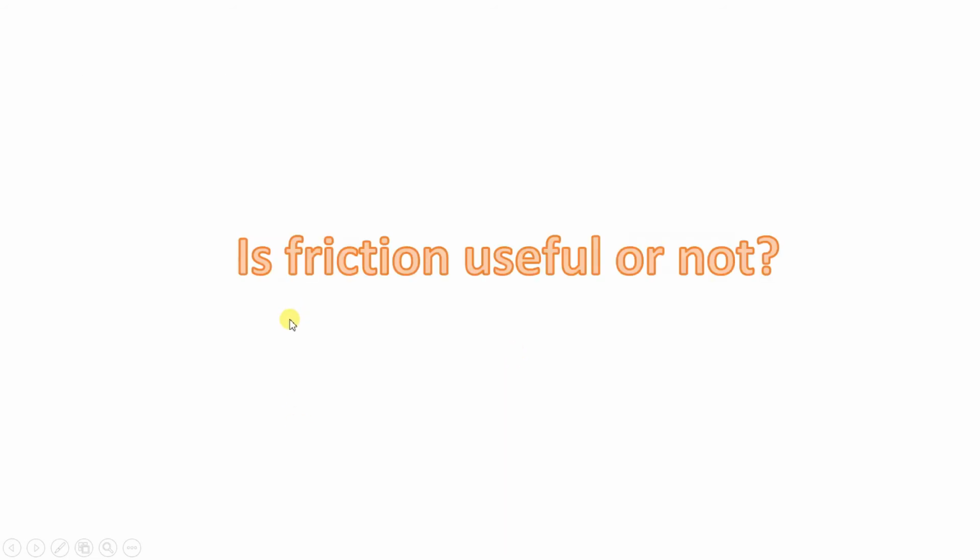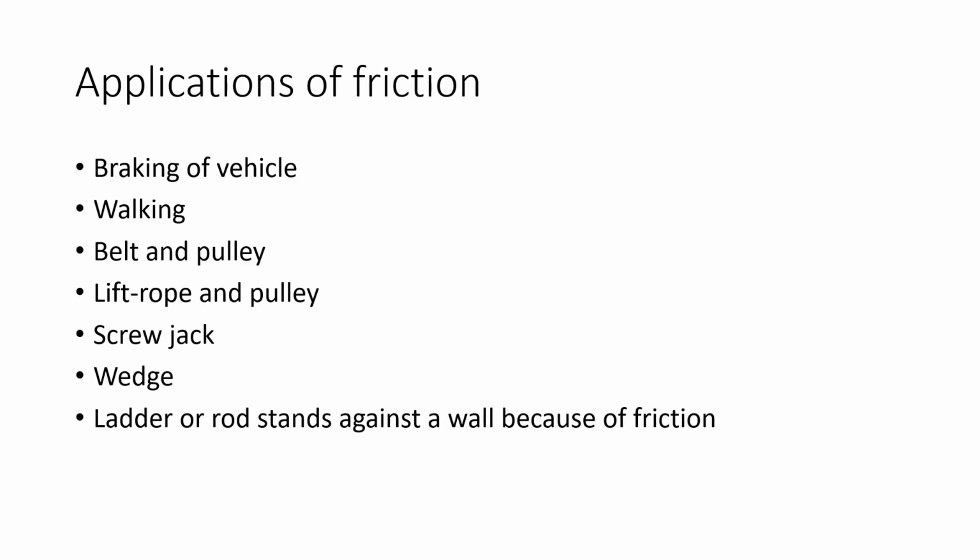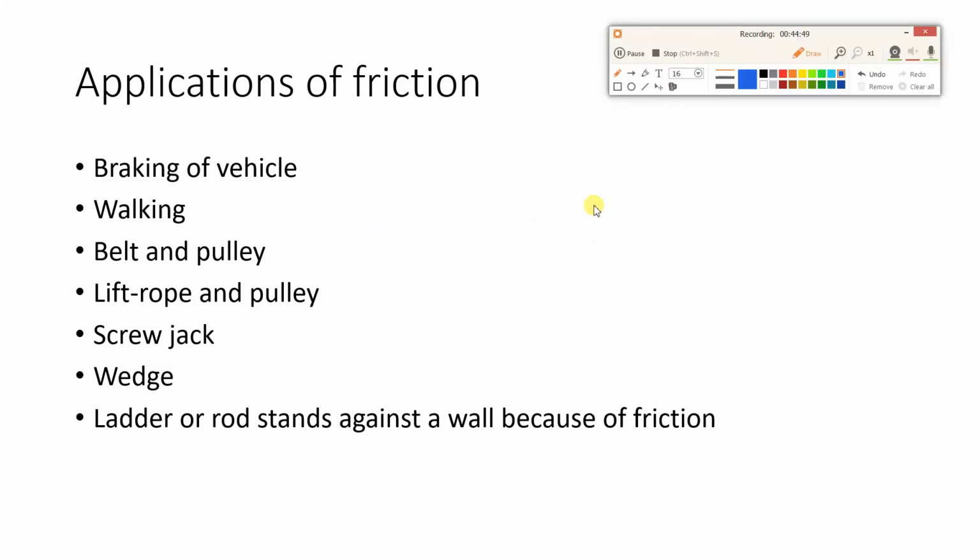Next we will see, is friction useful or not? To answer this question, we should see what the applications of friction are. The first application you can see is braking of a vehicle. How does this braking occur? If you see the tire of a bicycle, this is the tire, which is rubber, and this is the metallic rim, and on this rim there will be a brake shoe.